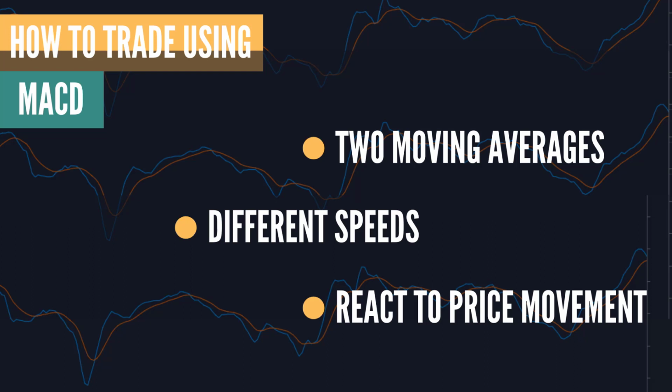Alright, how to trade using MACD. So let's go into this topic that is incredibly interesting for me, and I actually love this indicator a lot. Well, because there are two moving averages with different speeds, the faster one will be quicker to react to price movement than the slower one, right? So when a new trend occurs, the fast line will react first and eventually cross the slower line. When this crossover occurs and the fast line starts to diverge or move away from the slower line, it often indicates that a new trend has formed.